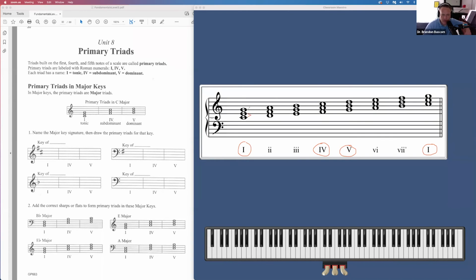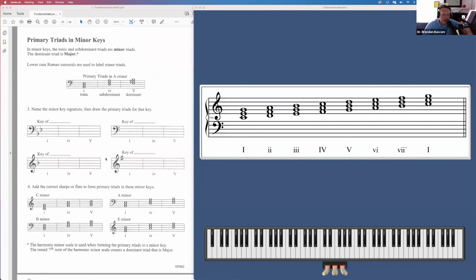Major third on the bottom, minor third on top. 2, 3, and 6 are minor, minor third on the bottom, major third on the top, and 7 is diminished, minor third on the bottom and minor third on the top. So primary triads are 1, 4, and 5. So this should be a review for you. We've done this previously, so we're writing out primary triads in the given key, just like they did here in the example.